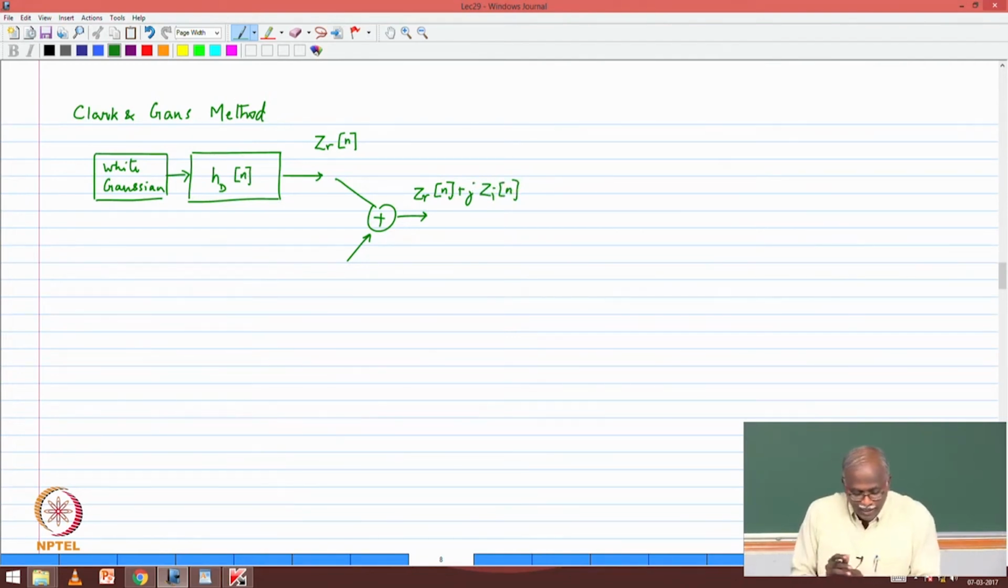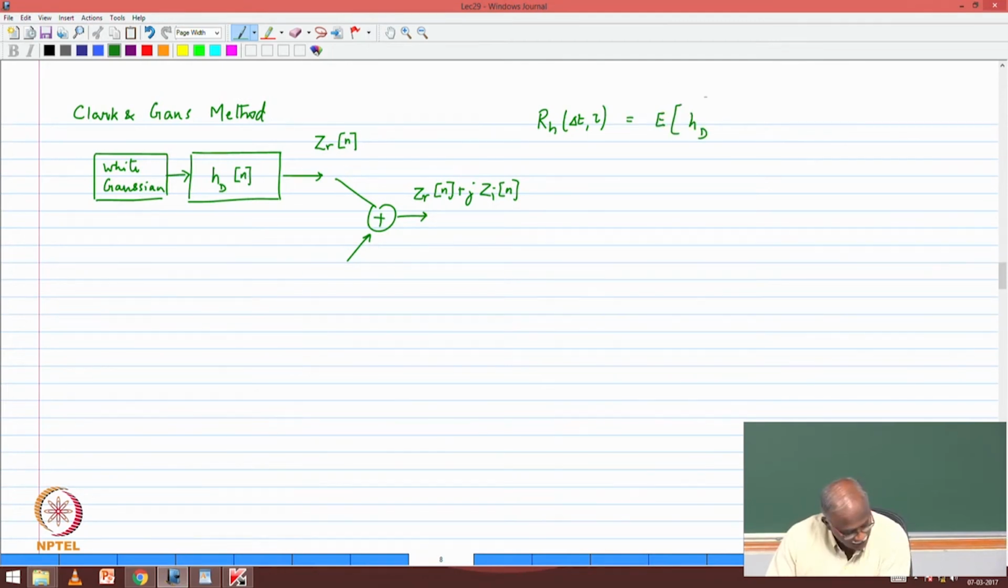Okay, now I want you to think of the following aspects of the filter. By the way, this will guarantee for us that the following property will hold. RH of delta t comma tau is such that whatever is generated should satisfy the expected value of HD of t comma tau times HD star of t plus delta t comma tau.